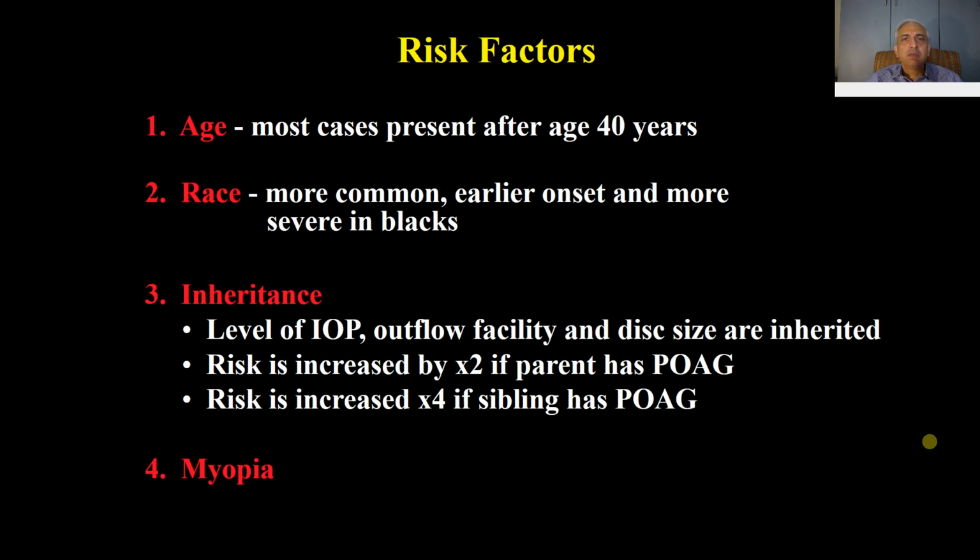So what are the risk factors? We've already discussed. Most cases present after the age of 40 years. The race most commonly is African race, who have earlier onset and more severe disease. Regarding inheritance, low level of IOP, outflow facility, and disc size are inherited, and risk is increased twofold if the parent has open-angle glaucoma and fourfold if the sibling has primary open-angle glaucoma. And then myopia is another risk factor. So there are four risk factors which include age, race, inheritance, and myopia.